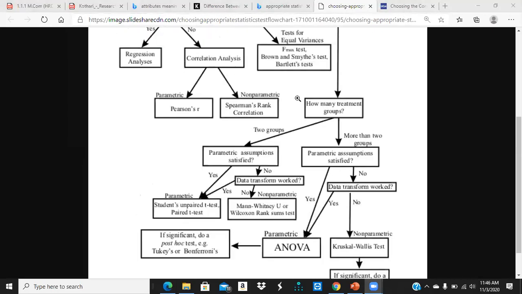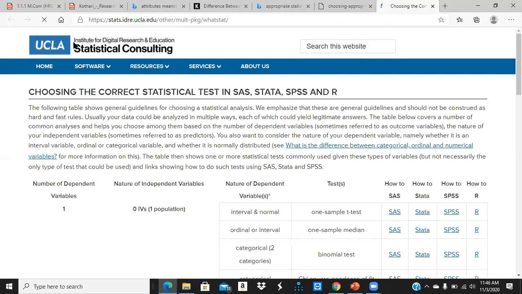See, there is one website called STAT, the Institute for Digital Research and Education and Statistical Consulting. I think this website is a very proper way to identify the statistical tools, and it is very useful.